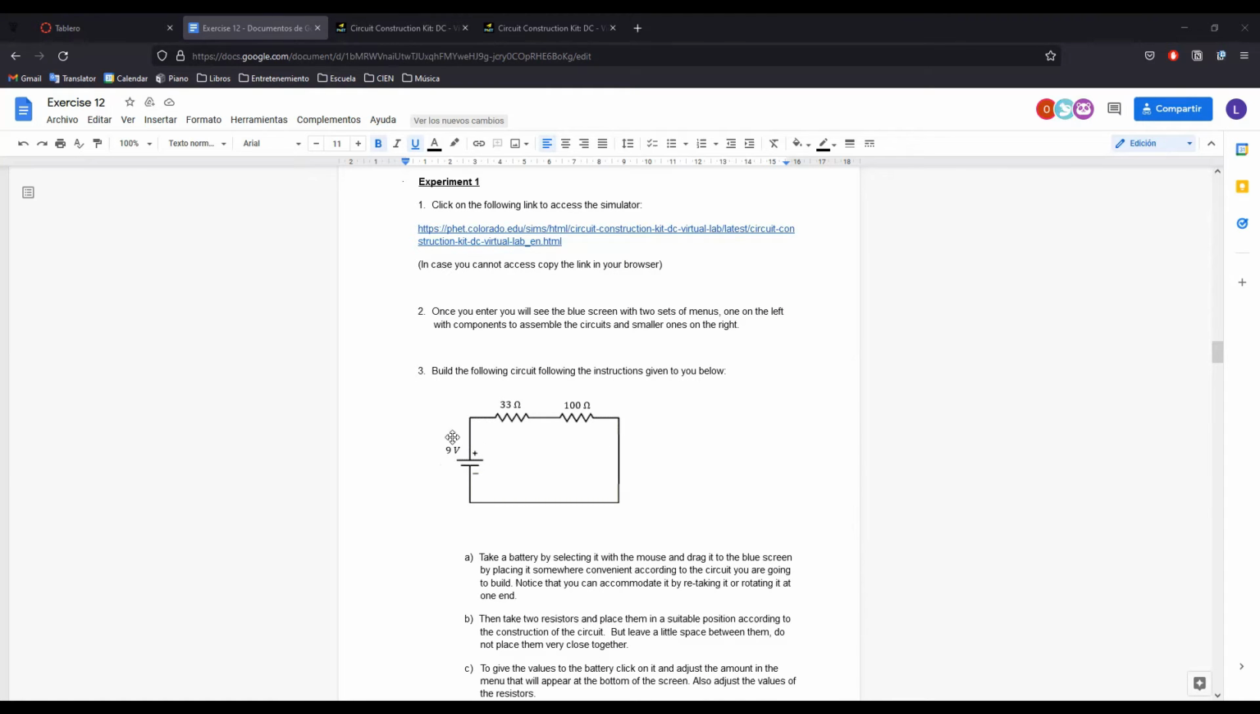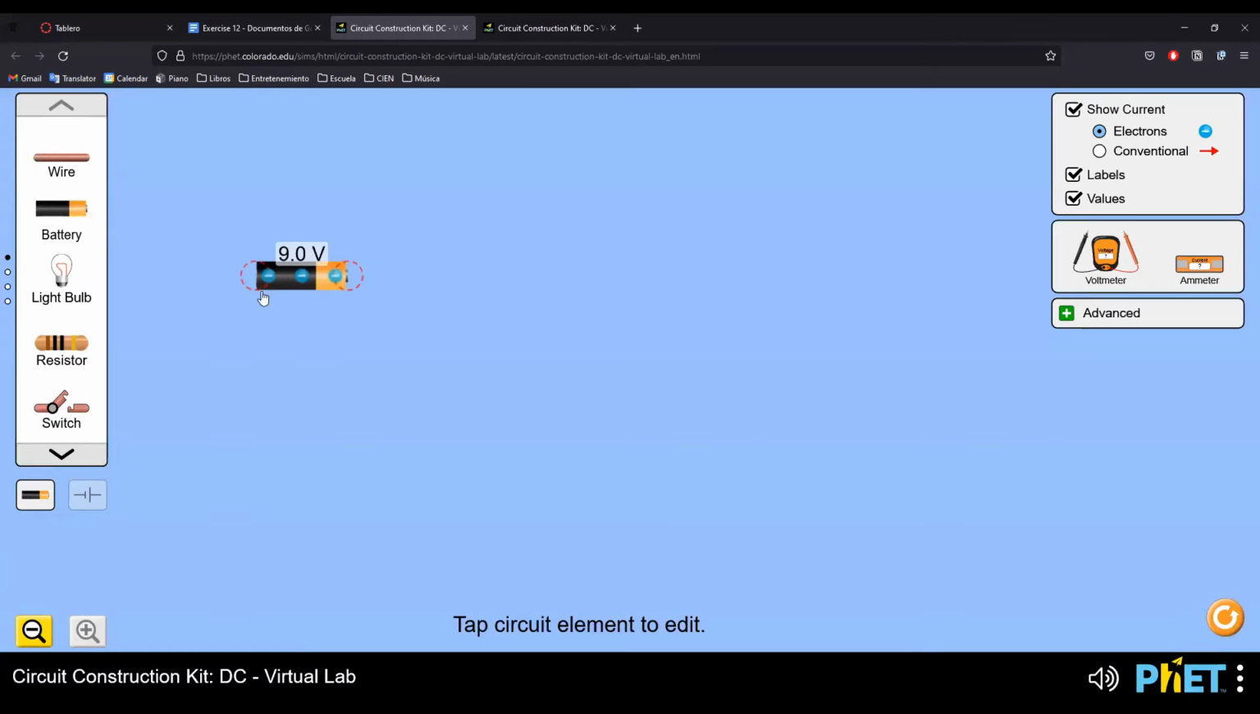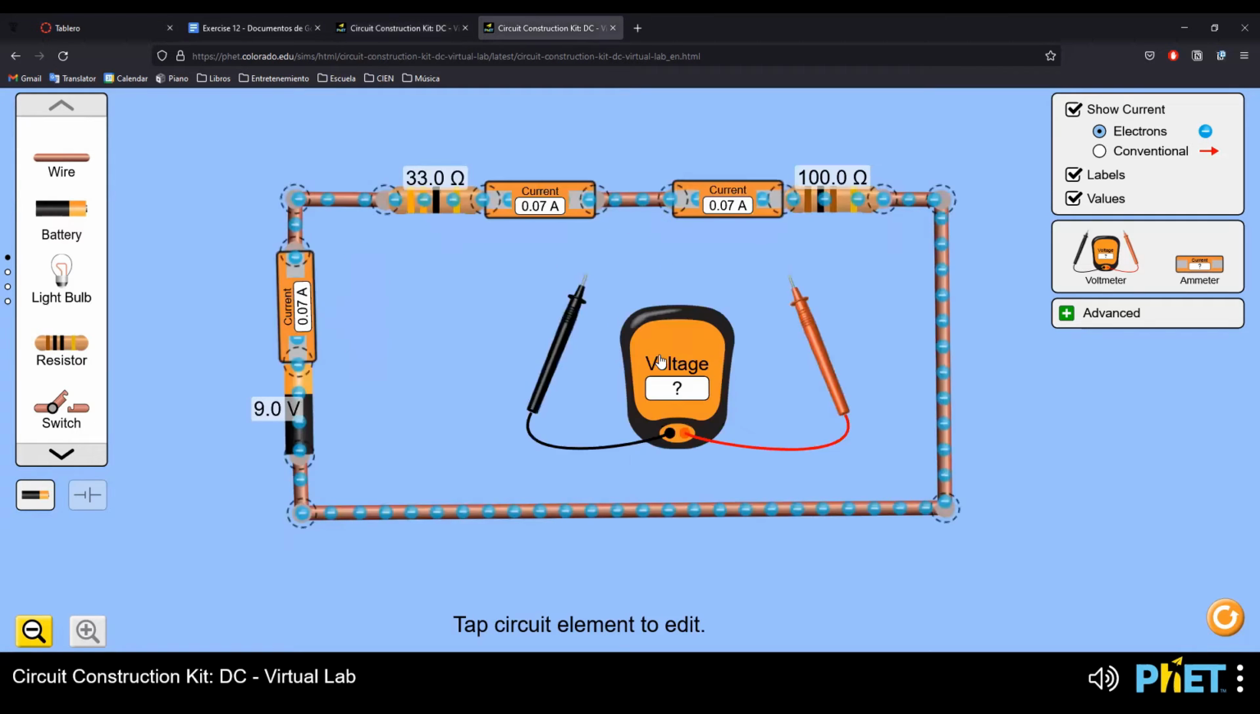So we know that this is the voltage and this is the resistor. So this is going to be the battery. So it had to be like this, and 2 resistors. But for the sake of the experiment, I'm going to already have here the circuit that we have. Here you can see that 9 volts is the battery. Resistance 1 is 33 ohms and resistance 2 is 100 ohms. And we can see that the current in all of them is the same because it's a continuous circuit.